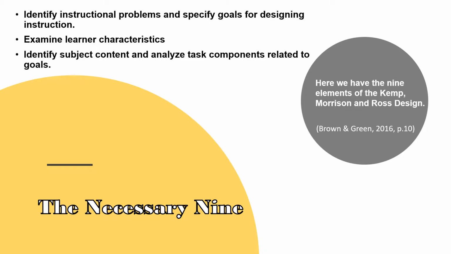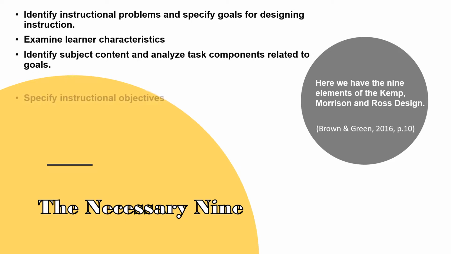The following excerpt is taken from Brown and Green discussing this step in the Kemp, Morrison, and Ross model. A task analysis solves 3 problems for an instructional designer. 1. It defines the content required to solve the problem. 2. Because this process forces the subject matter expert to work through each individual step, subtle steps are more easily identified. And 3. During this process, the designer has the opportunity to view the content from the learner's perspective. Using this perspective, the designer can often gain insight into appropriate teaching strategies.